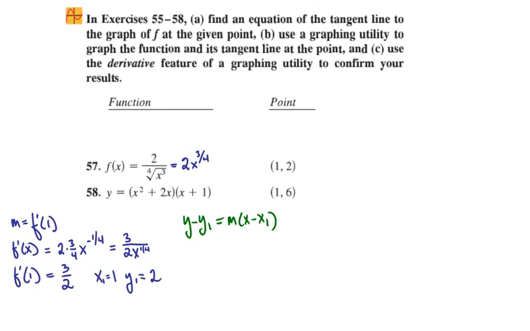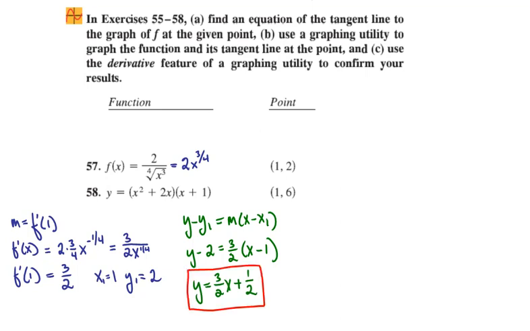Y minus y1 is equal to m times x minus x1. Y minus 2 is equal to 3/2 times x minus 1. And if we wrote that in slope-intercept form, that would be y equals 3/2 x plus 1/2. Alright, we'll go on to the second one.